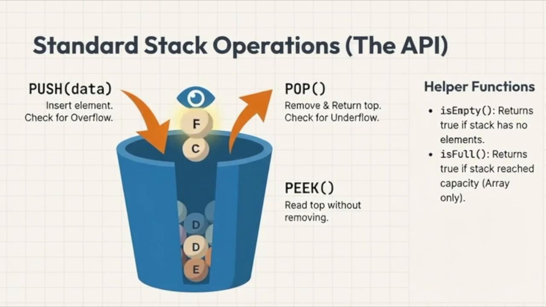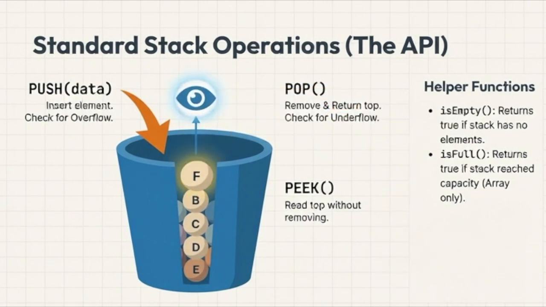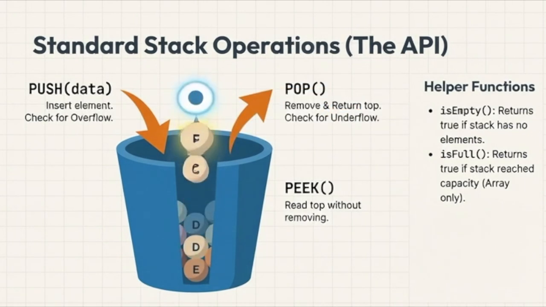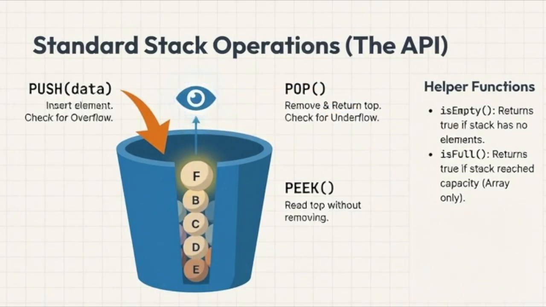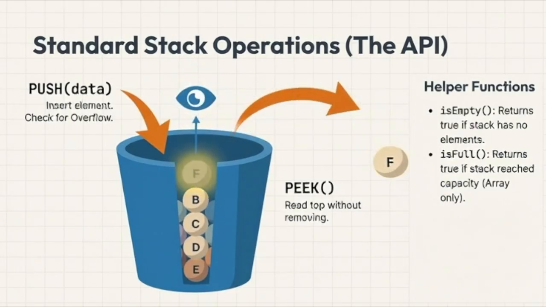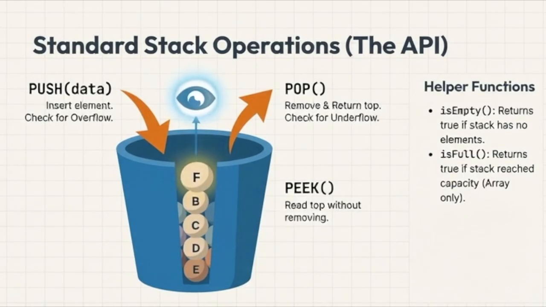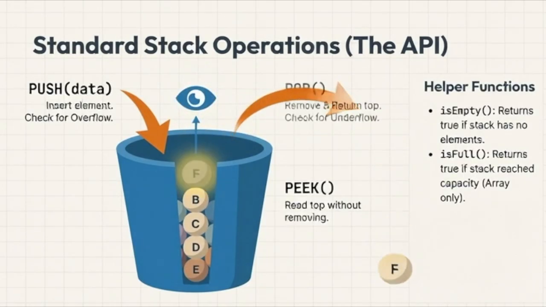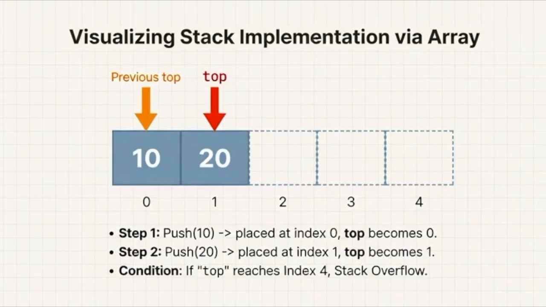In code, we care about three main methods. First one is push. This adds an element to the top. We must check for overflow here, meaning is the stack full. Second is pop. This removes and returns the top element. We must check for underflow here, meaning is the stack empty. And third, peek. This just looks at the top element without removing it. Let's look at the code.